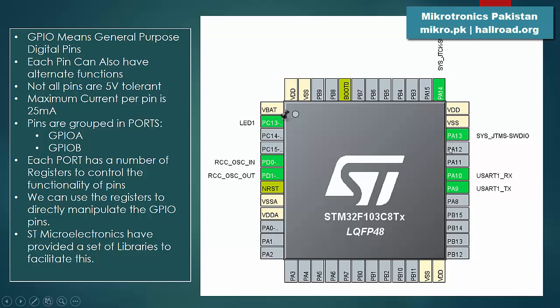Although these pins can also assume analog functionality, when we talk about GPIO, that actually means a digital setup where each pin can be set to either logic high or logic low. Logic high is 3.3 volts, as the power supply is 3.3 volts, and logic 0 will be 0 volts or ground. Each pin can also have alternate functions that we will see later.